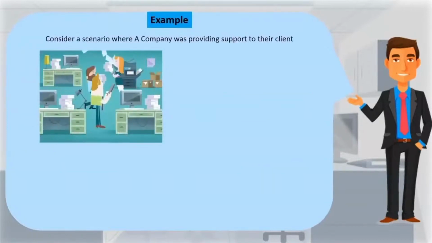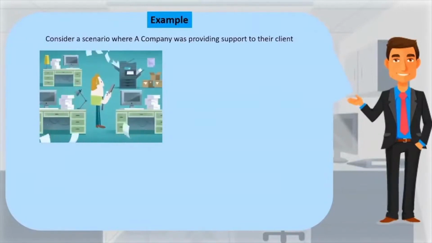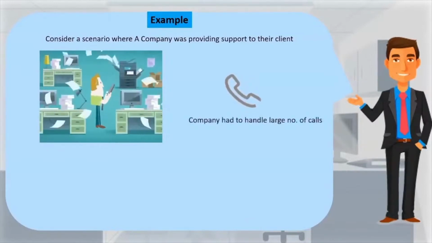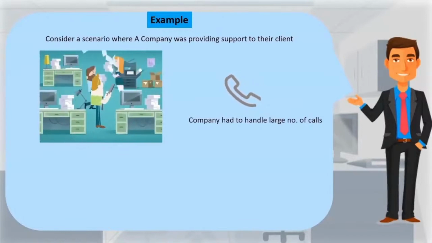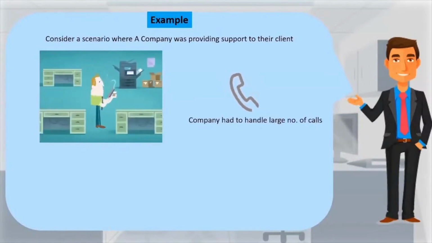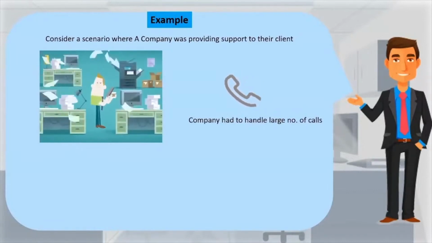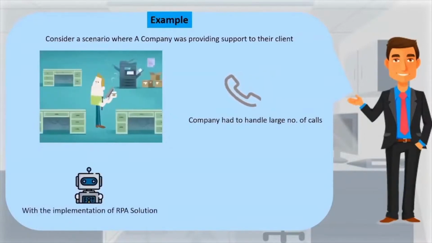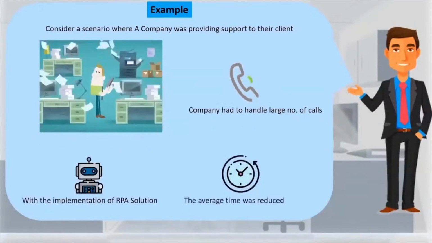Let's look at an example. Consider a scenario where a company was providing support to the client, and the company was supposed to handle a large number of calls, approximately 20,000 calls per month, which required a significant amount of time spent in the support team. Because of the system's complexity, an executive's average time was about 10 minutes, as the system was inefficient and slow, resulting in a poor customer service. With the RPA solution, the organization gained a virtual team that can complete the task in less than a minute, resulting in a drastic reduction in execution time.